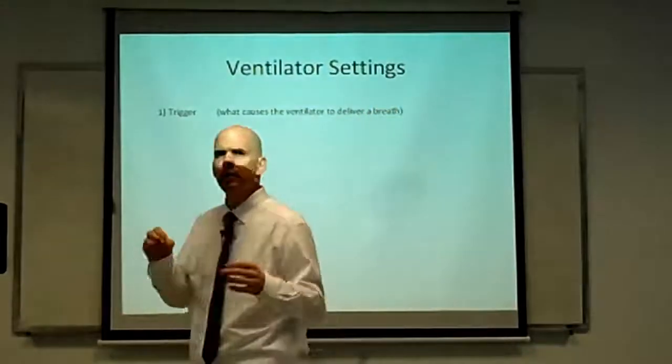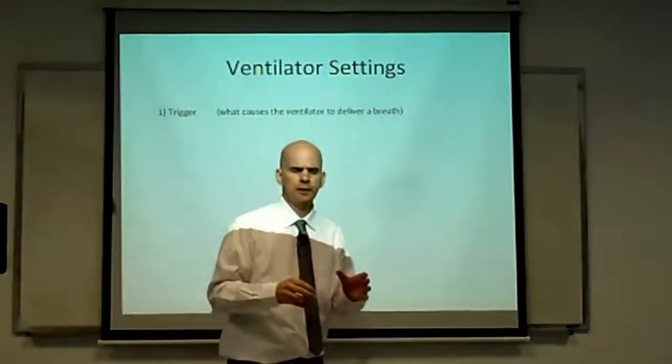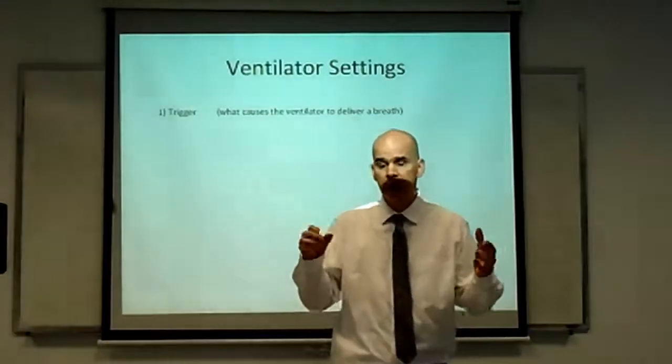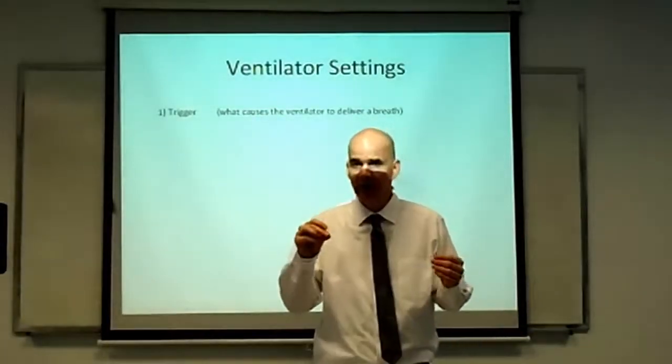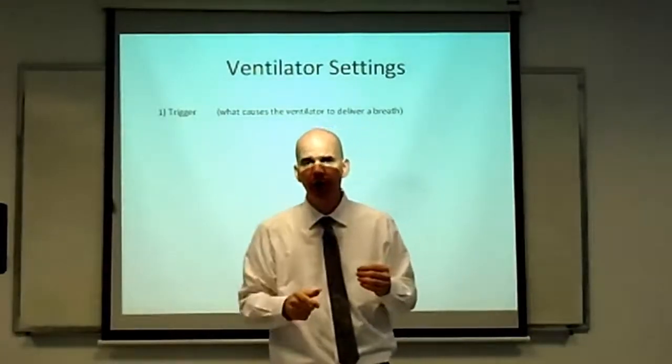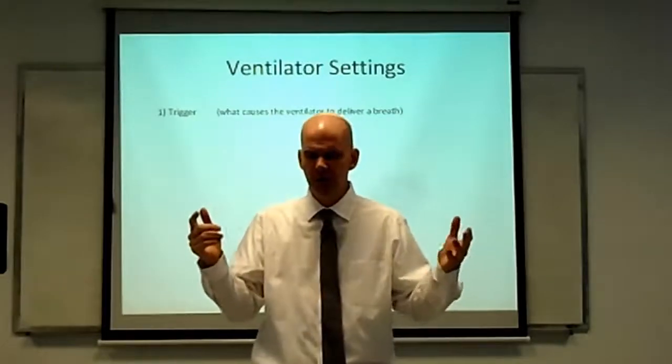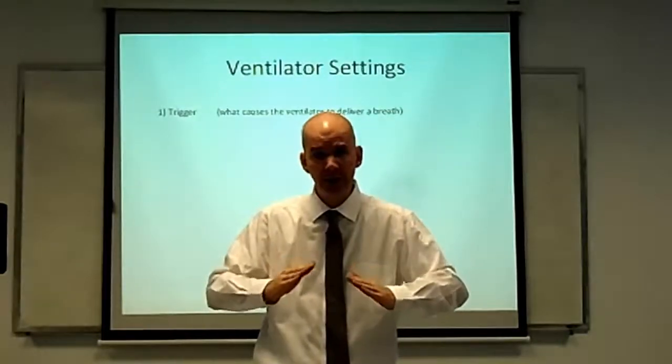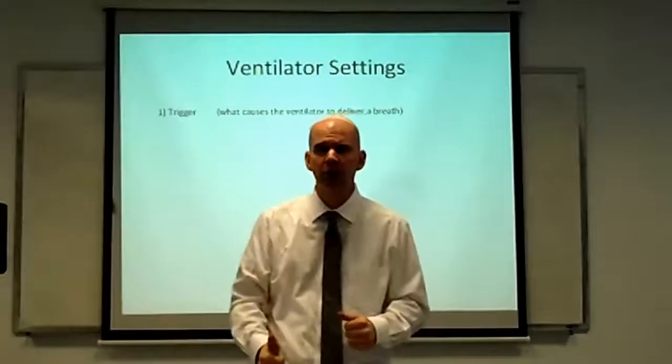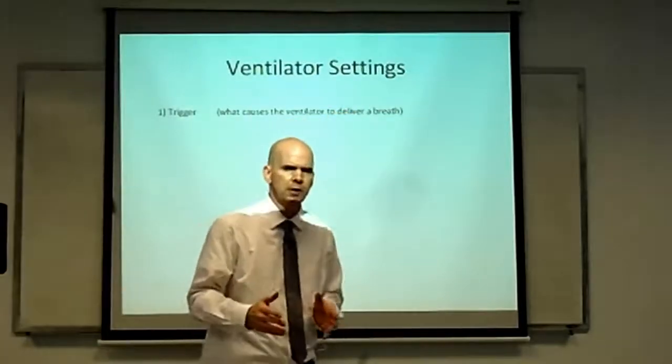The trigger has an adjustment to it called sensitivity. You can set the sensitivity high such that at the slightest little negative pressure the machine will fire, or you can set the sensitivity really low so that it takes a great deal of negative pressure in order to get the machine to fire. Let's examine this.